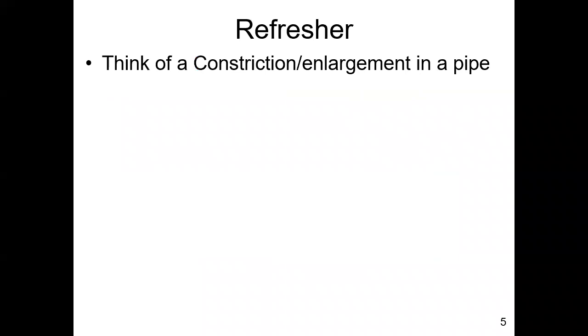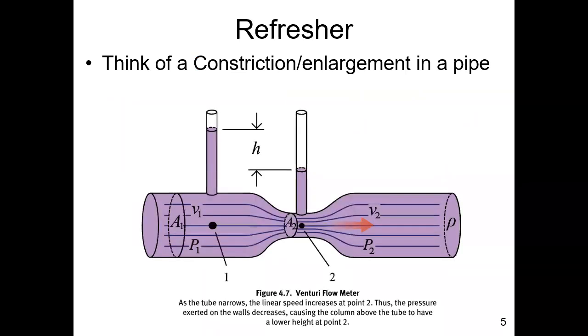So, also as a refresher, helpful for this afternoon, let's look at a constriction and an enlargement of pipe. So here is the common Venturi you see. We have flow from left to right, and we're drawing streamlines from left to right.